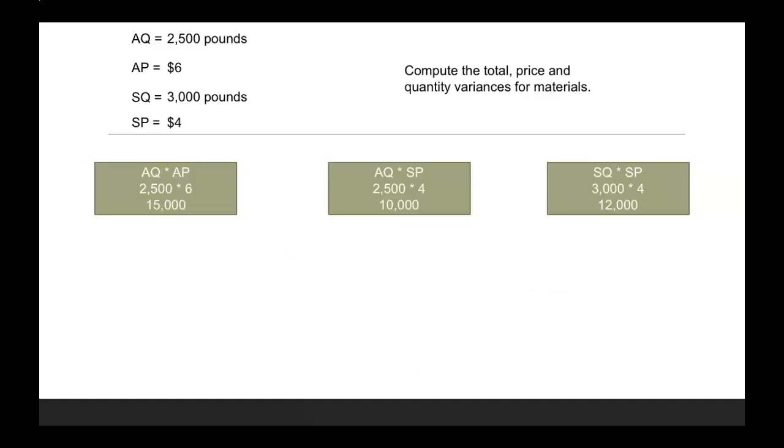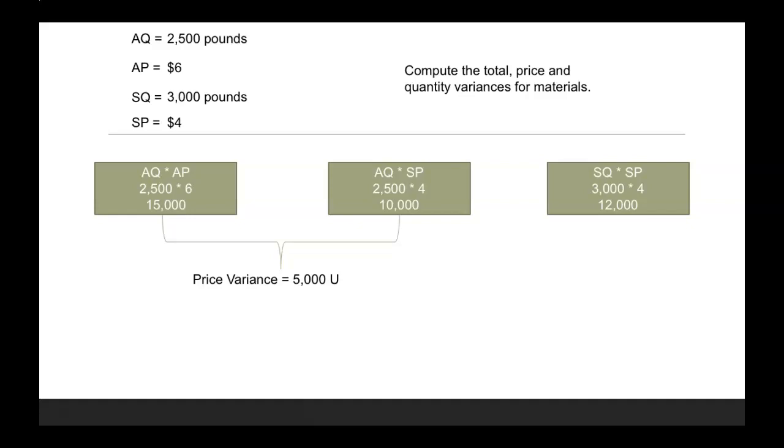So let's plug it in with the numbers that we have. So actual quantity times actual price, 2,500 times 6 gets you 15,000. Actual quantity times standard price, 2,500 times 4 gets you 10,000. Standard quantity times standard price, 3,000 times 4 gives you 12,000. So we can first find our price variance. So 15,000 minus 10,000 gives you a price variance of 5,000.